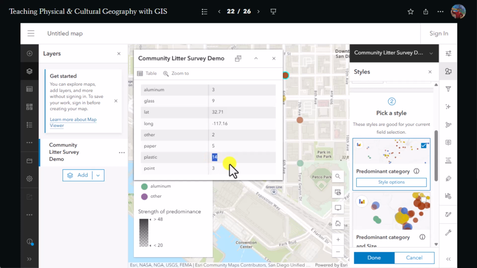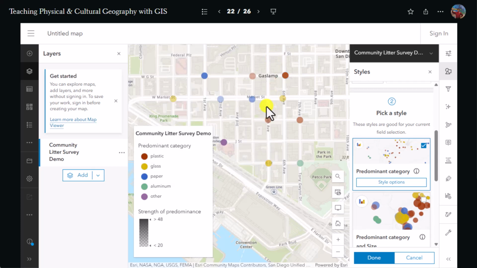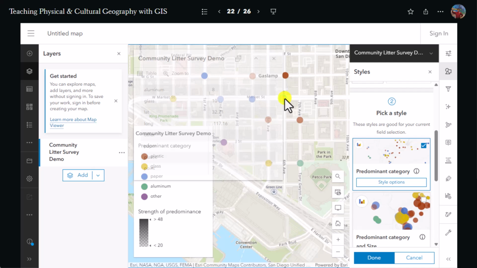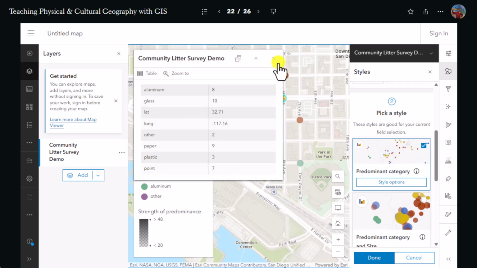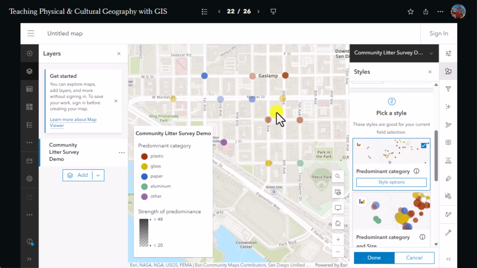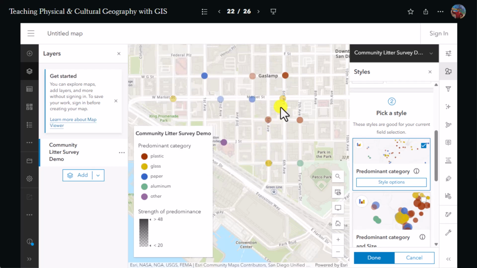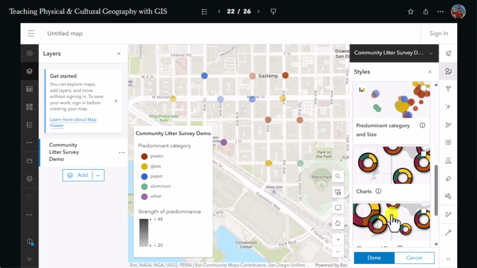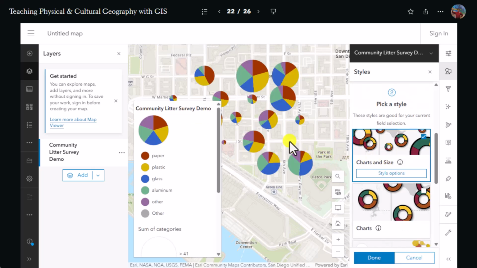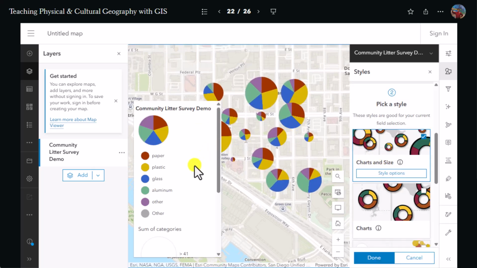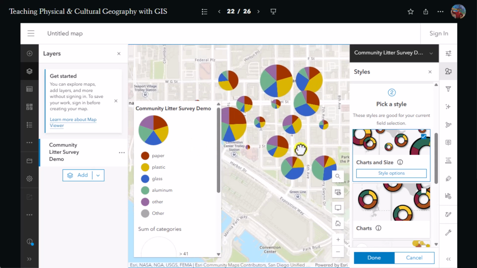So here I can see at 6th and G that plastic was predominant. There were 14 pieces of plastic that I found there. But one block to the south, glass was predominant, but not much so. 10 out of 20-some points were glass. So we have 2 kinds of data being shown in this map. Let's keep going. How about a pie chart map showing the types of litter in each location? Let's adjust that a bit for a ring chart instead of a pie chart.